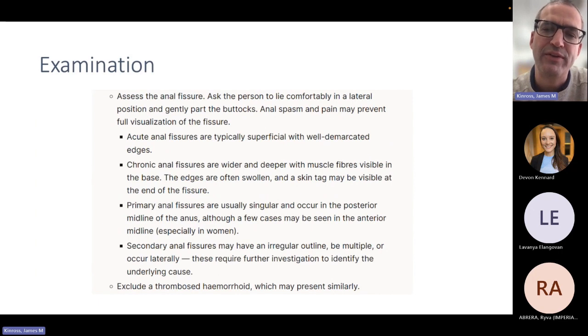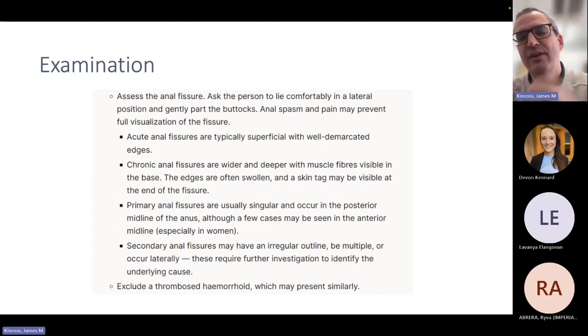So the most important thing is that you take a good history, and you'll see what those images have just shown. They're typically superficial and well demarcated. Just note that sometimes they hide behind a little polyp. So you can have something called a sentinel pile, which is just a kind of piled up fibrous tissue, which looks a bit like a skin tag. So if you've got a skin tag on the bum, you've really got to look quite closely, because the anal fissure might just be hidden within it.